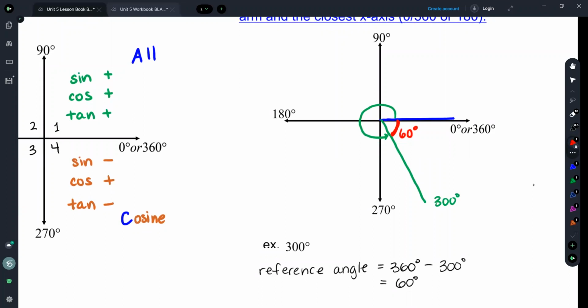Like a protractor? No. I mean, you can if you want, but you don't need one.